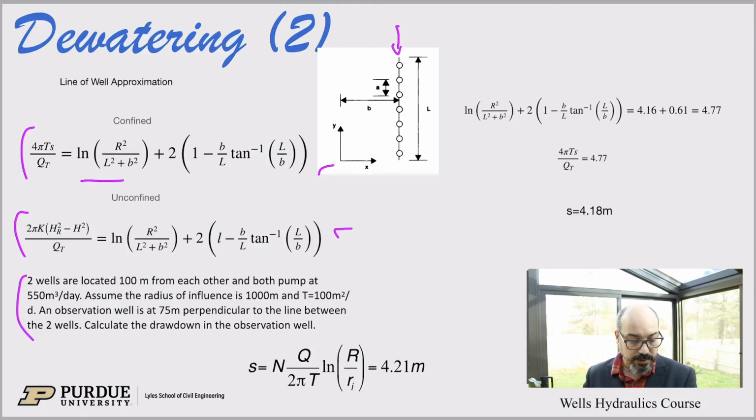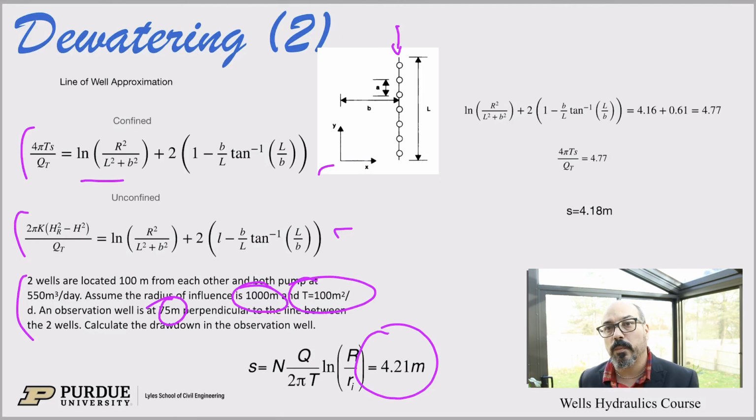So here's the same example as before. The two wells 100 meters apart. Again, same radius of influence, same aquifer, so 100 square meters per day. Again, 75 meters perpendicular, so little b is 75 meters. Calculate the drawdown in the observation well, which we just did in the previous slide, so 4.21 meters.